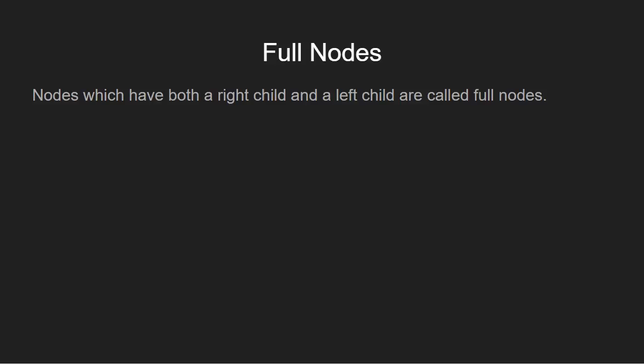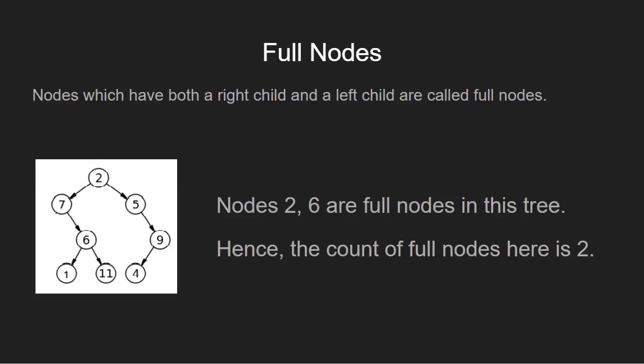Let us consider this tree for example. In this tree, nodes 2 and 6 are full nodes as each of them have both a left and a right child. Hence, the count of full nodes here is 2.